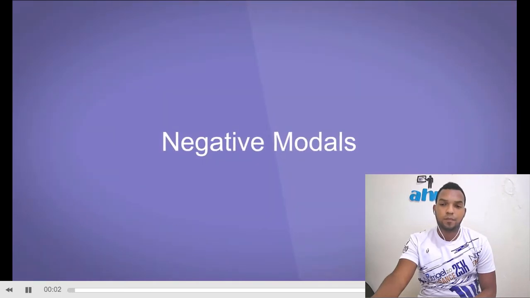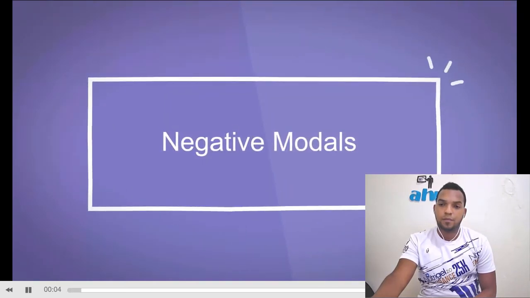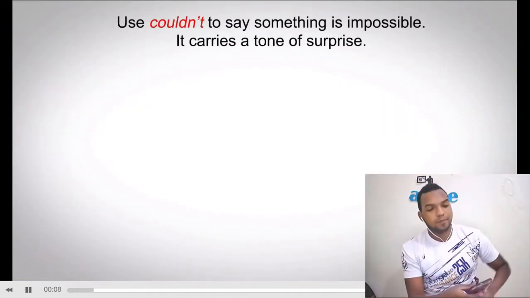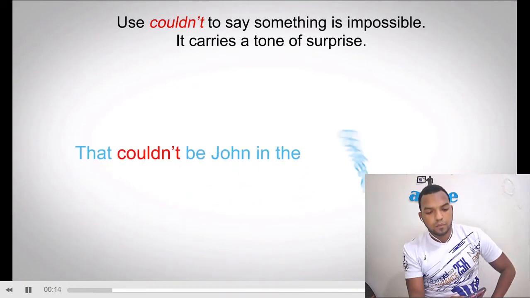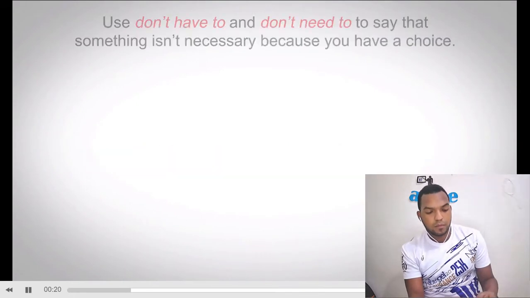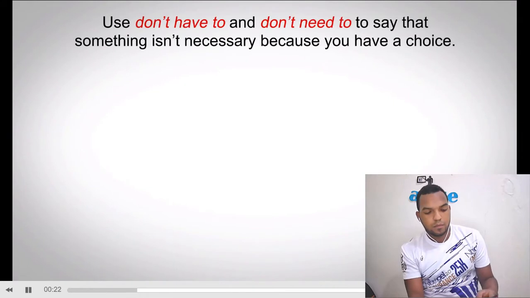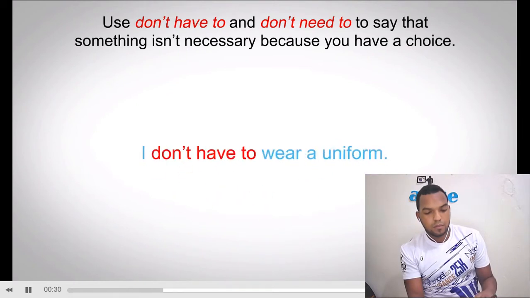Negative modals. Use couldn't to say something is impossible. It carries a tone of surprise. That couldn't be John in the conference room. He's on vacation this week. Use don't have to and don't need to say that something isn't necessary because you have a choice. I don't have to wear a uniform.